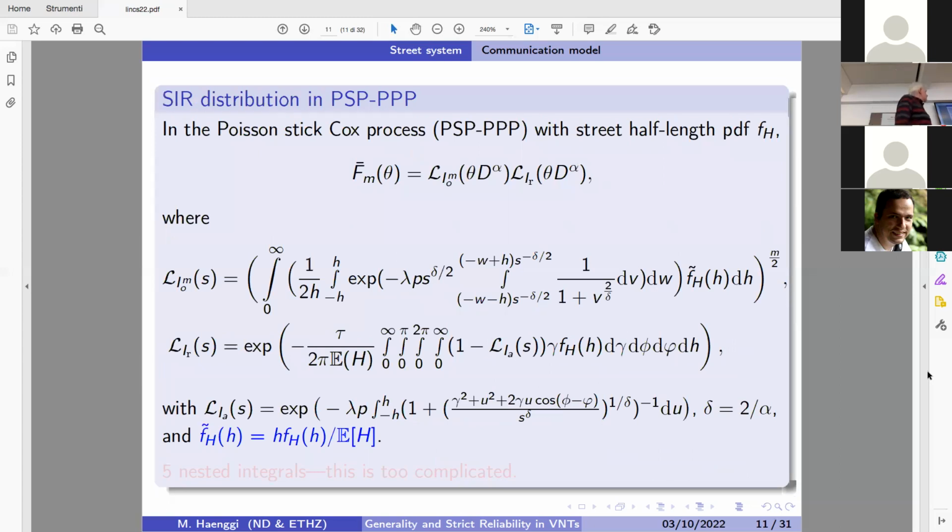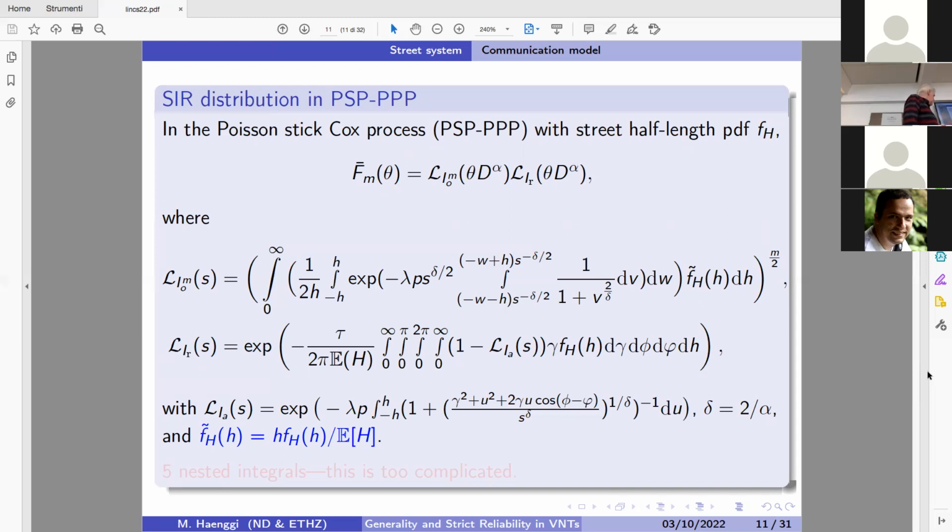This is just to see what can be done and how messy it is if we do it. So that's the analysis for the Poisson stick process, with streets of half-length density f_H. The SIR distribution looks like that. It is a product of two Laplace transforms that model the interference of the one street the vehicle resides on and the others. These are the two terms. Inside this term, there is another Laplace transform with an integral, so we have five nested integrals here.